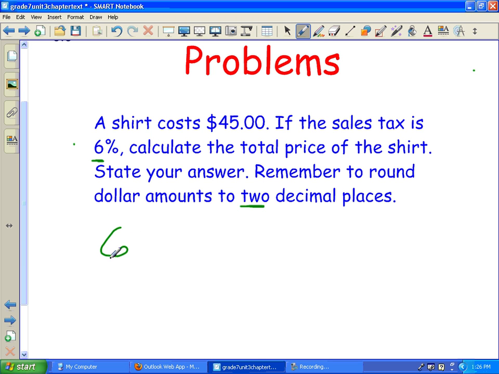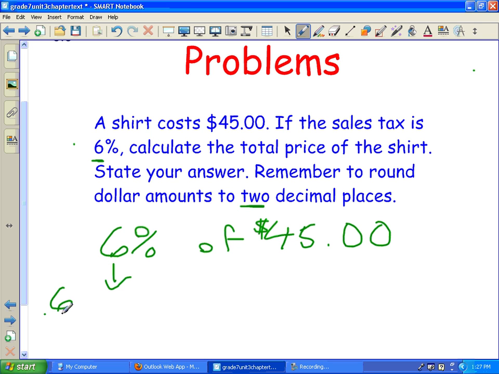So we need 6% of $45. Then when we can calculate that, we can add it to our 45 bucks. So remember how we changed percent to a decimal? You could change it to 6 over 100 as a fraction, and that is equal to 0.06 as a decimal. So we need 6% of 45. Whenever you see the word "of", it usually means multiplication.